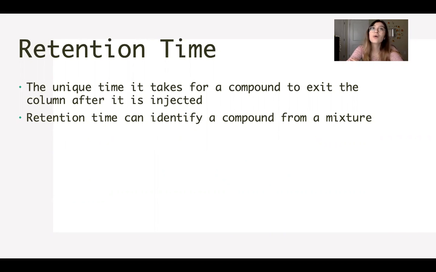So let's say you have 2 compounds. Compound A has a low boiling point. Compound B has a high boiling point. If it has a low boiling point, that means it's going to leave faster and your retention time is going to be shorter. That means compound A is going to have a shorter retention time and compound B is going to have a high retention time. Now, it's not always boiling points that affect retention times. There are other things that affect it as well.